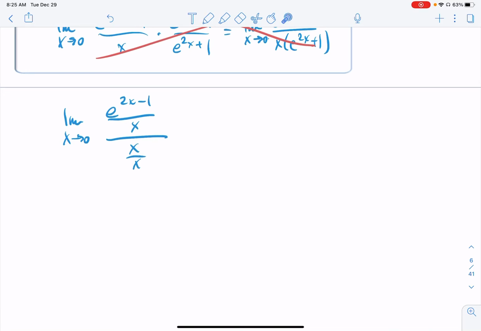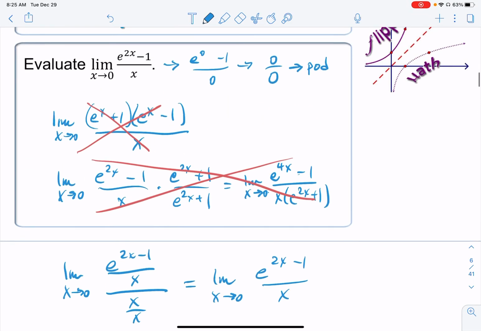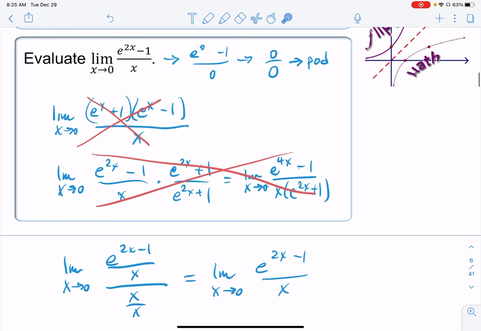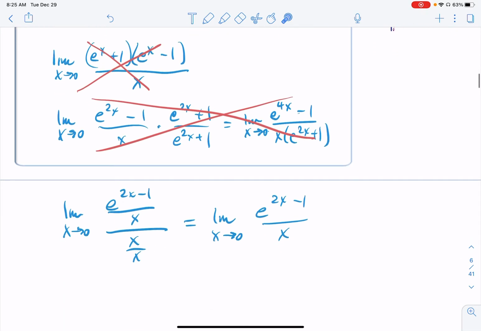Okay, on top, nothing cancels out. That's okay. But on the bottom, I get x divided by x, which is 1. So I have the limit as x goes to 0 of e to the 2x minus 1 over x. Wow, look at that. It was very, very unhelpful. And you know what? To be honest with you, this last one is only supposed to work whenever we're talking about infinities, not when we're talking about 0. Anyway, I just thought it'd be fun to do, and look how much fun it actually was.